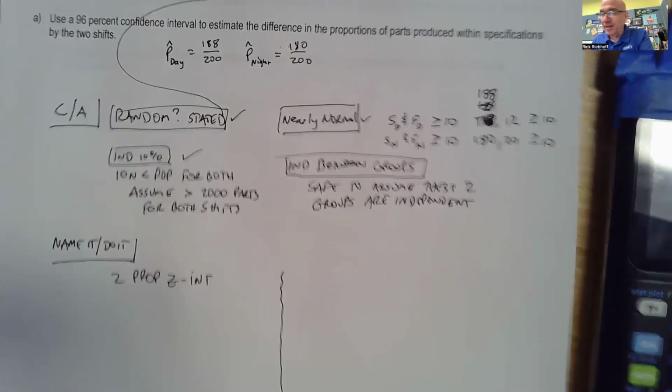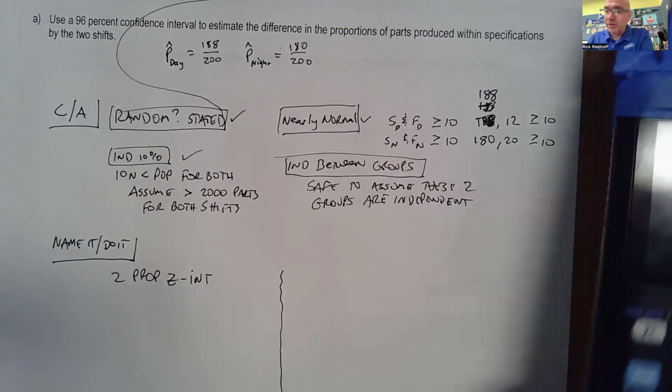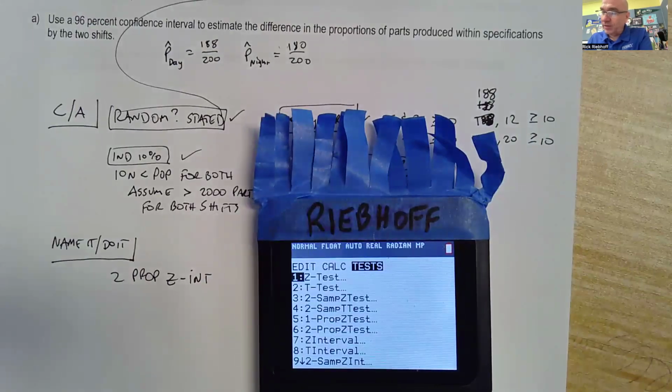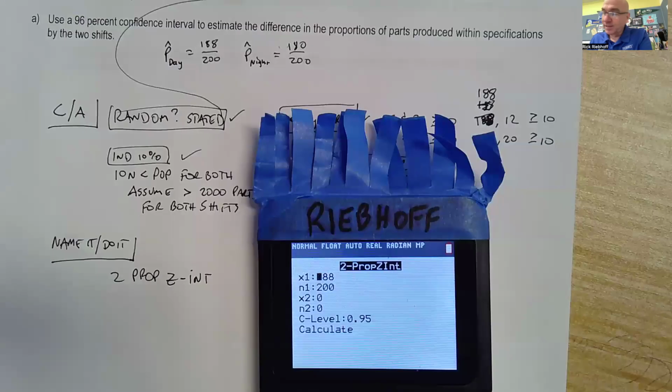All right, here we go. Where am I? Oh, name it, do it. I was grabbing my calculator to actually do it, and my calculator was low. So stat, tests, and I'm going down to 2 prop Z interval, not test.